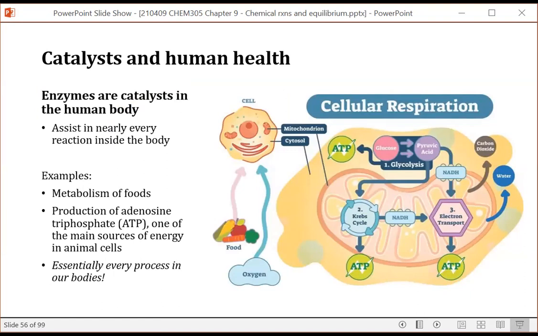Catalysts are incredibly important in human health. Enzymes are catalysts. They're proteins that act as a catalyst. And in the human body, enzymes assist in nearly every reaction. So when you metabolize foods and break them down, those are enzyme catalyzed processes. When you produce ATP, one of the main energy sources for the body, those are all catalyzed processes. Essentially everything that happens in our bodies happens because there's an enzyme, which is a type of protein that catalyzes a chemical reaction that assists in that reaction.